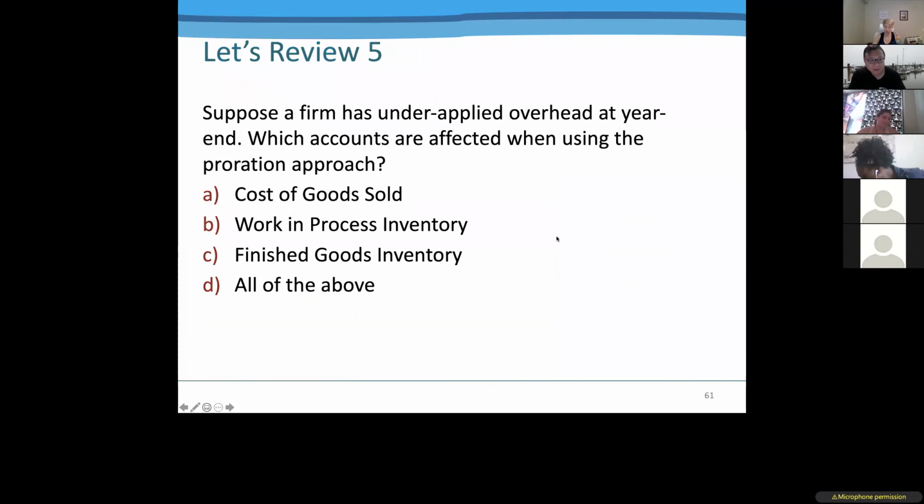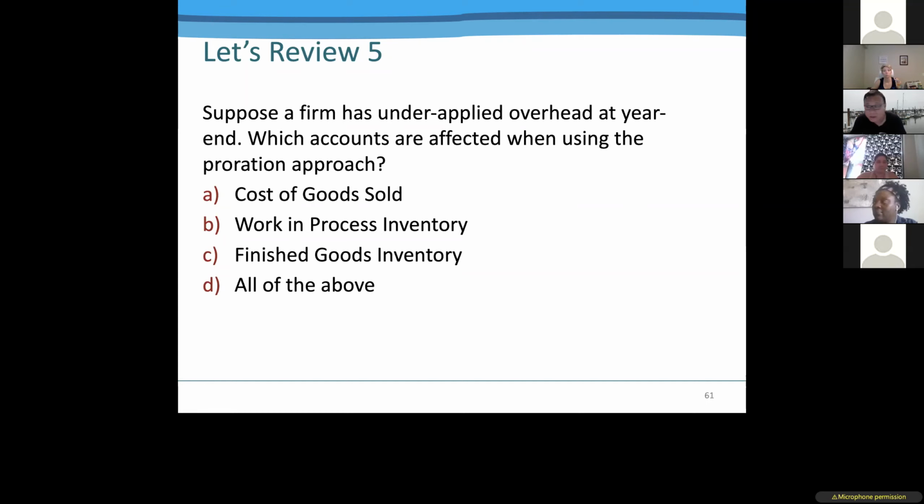Okay, so now we have a question here. Suppose a firm has under applied overhead at year end. Which accounts are affected when using the proration approach?